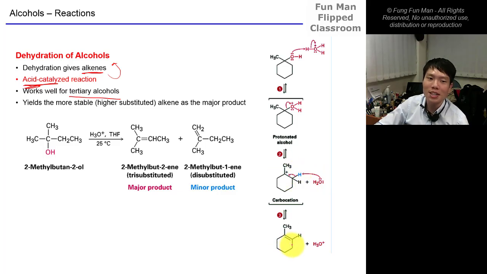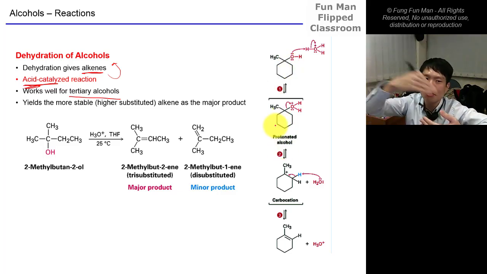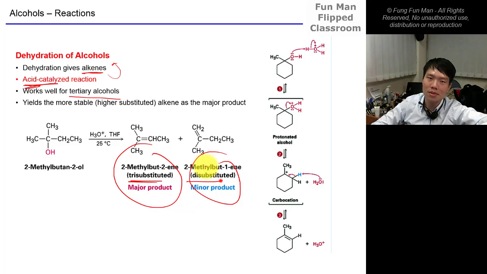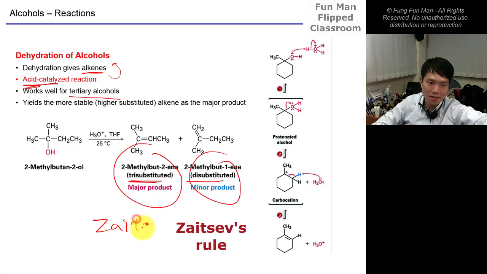form my alkene. Now going back to here, if this is a secondary alcohol, then the reaction is rather slow because if I form a C+, I need more R groups to stabilize it. And that's exactly the reason why this is a major product over that, because this is trisubstituted and this is disubstituted. Zaitsev's rule. Recall? Zaitsev.